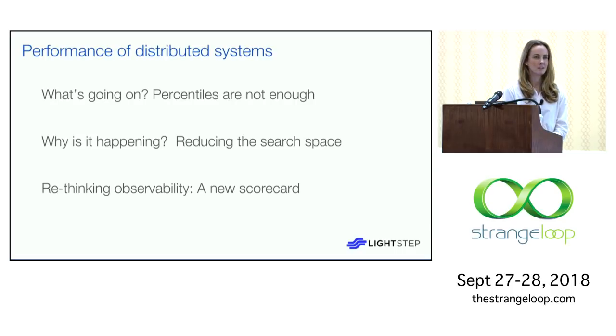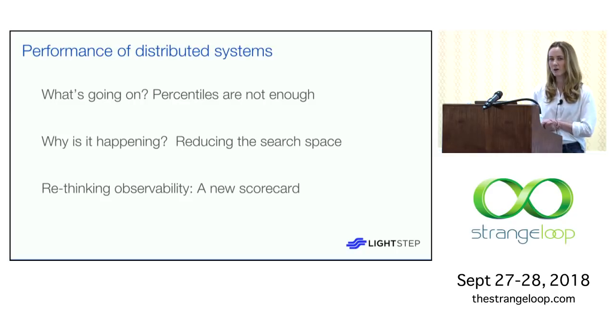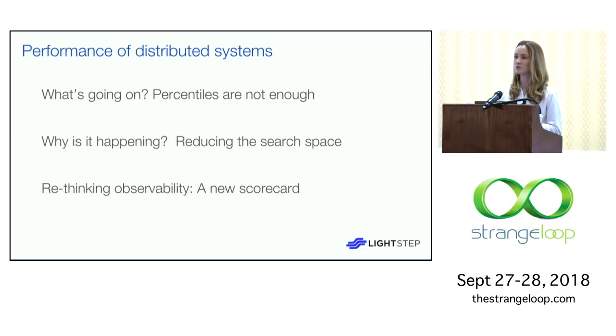going on. Then I'll talk about the next step, looking at why behaviors are happening once you understand that they're there. And I'll argue that the biggest problem here is reducing the search space, that there's too much data right now, and the most important thing that you need to do is to reduce that data to find the parts that are most important. And then finally, I'll wrap up by talking about observability as a whole and how these earlier two parts of the talk drive a new scorecard when you're thinking about what's important for observability tools.